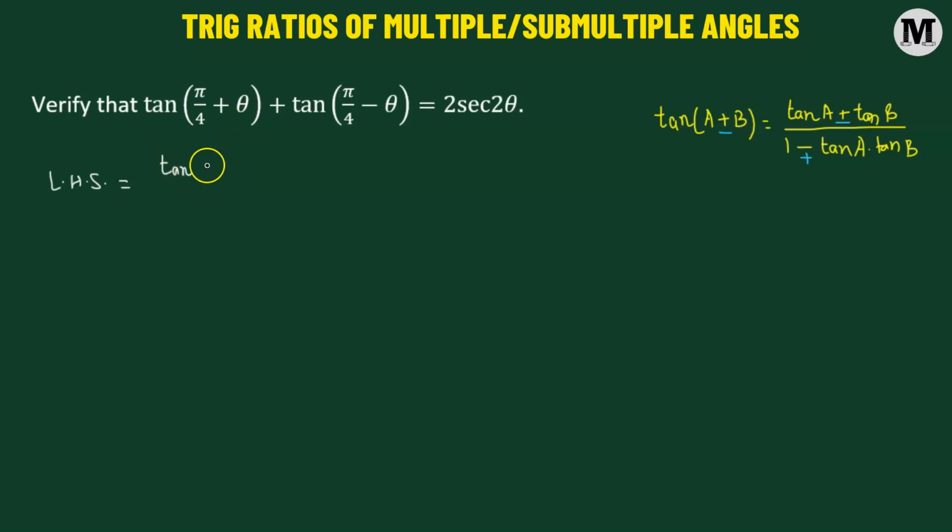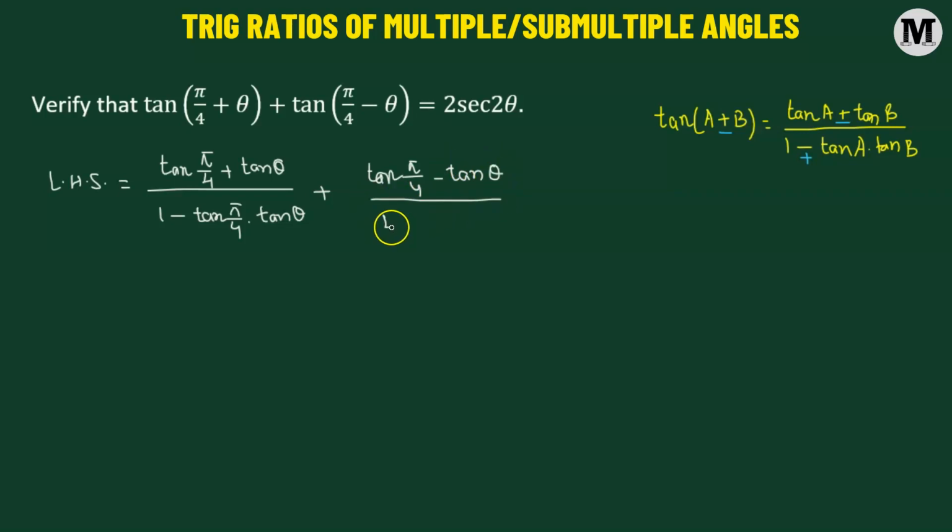That means we now have tangent of angle pi over 4 added to tangent of the angle theta divided by 1 minus the product of tangent of pi over 4 times tangent of theta, added to, now tangent of pi over 4 minus theta, that will be tangent of pi over 4 minus tangent of theta, whole divided by 1 plus tangent of pi over 4 times tangent of theta. This will be equal to, now what's tangent of pi over 4? That has a standard value of 1.